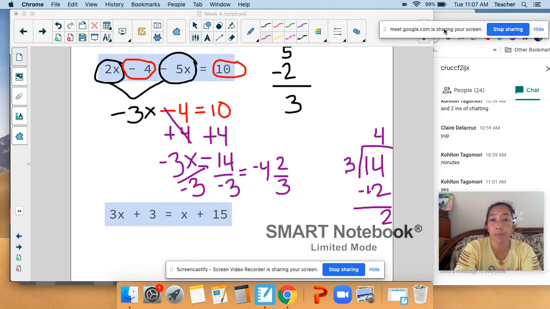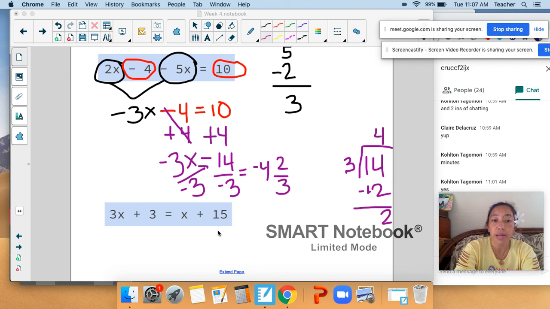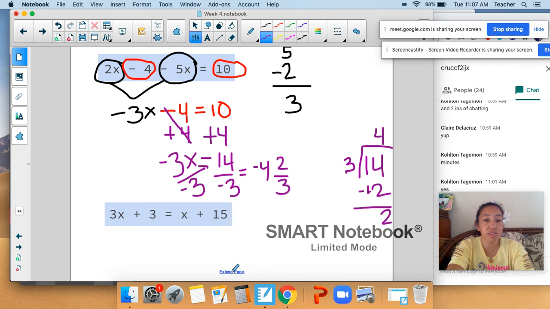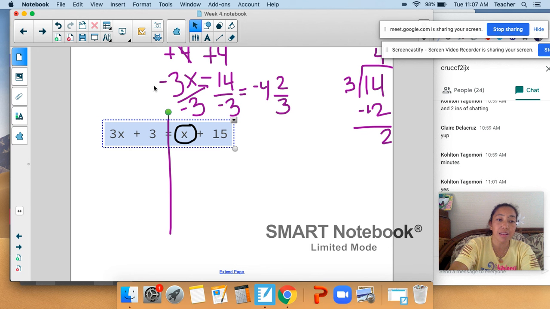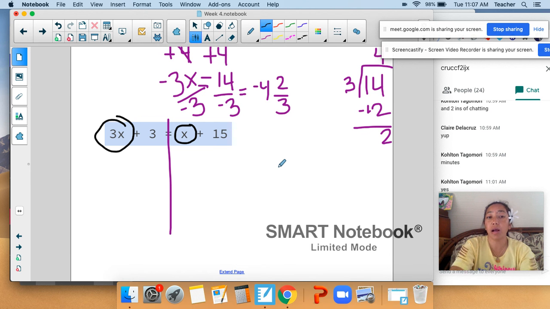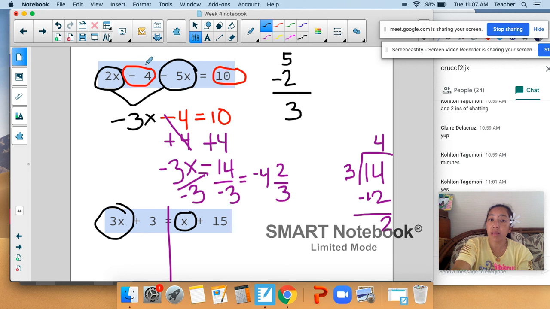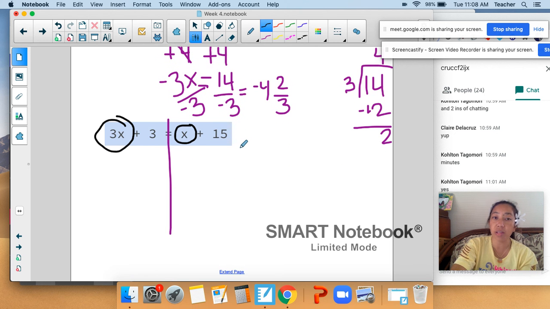Okay, let's go look at this other example here. We have 3x plus 3 is equal to x plus 15. Now, notice that my like terms, the x terms, are on opposite sides of the equal sign. But we can still combine them. We just have to use our inverse operations. Just like we combined the negative 4 and 10, we didn't go 10 plus negative 4. No, we did our inverse operation of plus 4 on both sides. That's how we combine our like terms when they are on different sides of an equal sign.